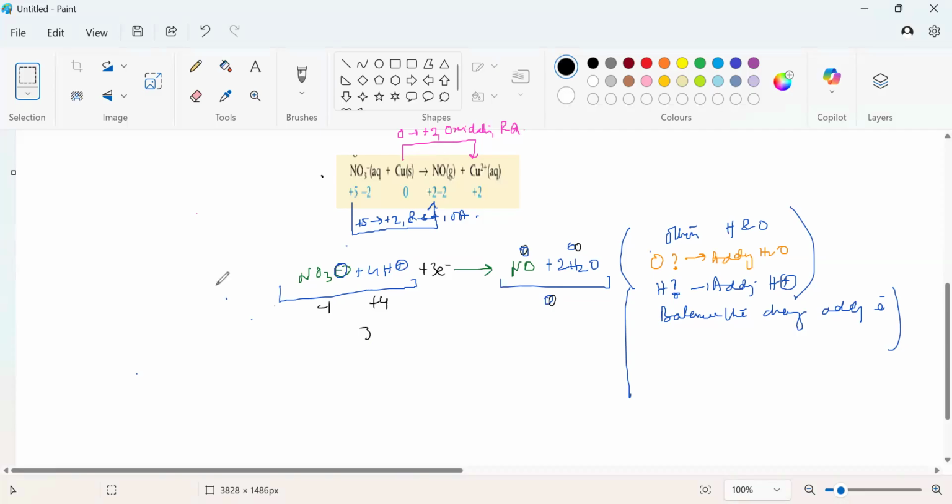Now we have to draw out what? This is the reduction equation. We have to draw out the oxidation reaction, right? Is it clear? What's the oxidation reaction? Cu to Cu2 plus, right? Fine.